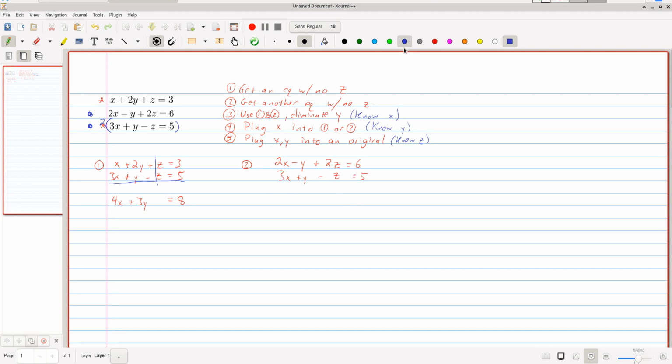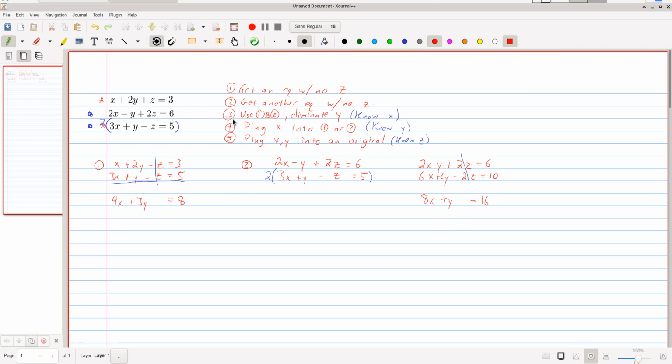Since I want the z's to cancel, I'm going to force the coefficients to be the same by multiplying the second equation by 2. If we rewrite this, we now have 2x - y + 2z = 6, and our second equation is now 6x + 2y - 2z = 10. Now when we add these together, the z's cancel. That's what we wanted. So we're left with 8x + y = 16. Now we've done step 2.